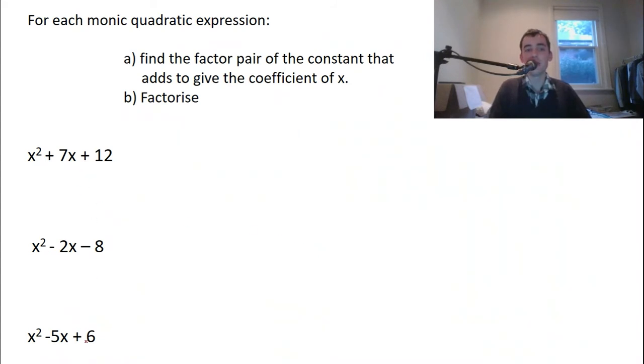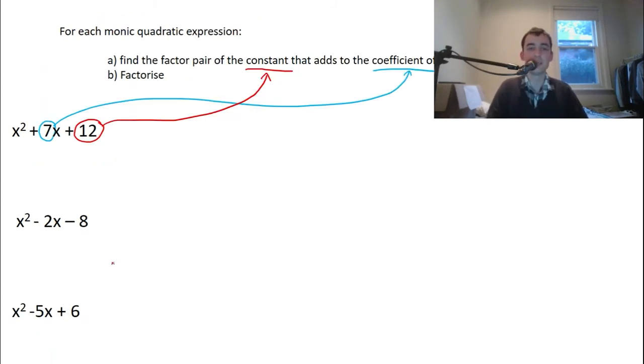Now, we've got 3 monic quadratic expressions here. So let's factorize them all. And this is telling us that we need to firstly find the factor pair of the constant that adds to give the coefficient of x. That's a lot of words. What does this actually mean?